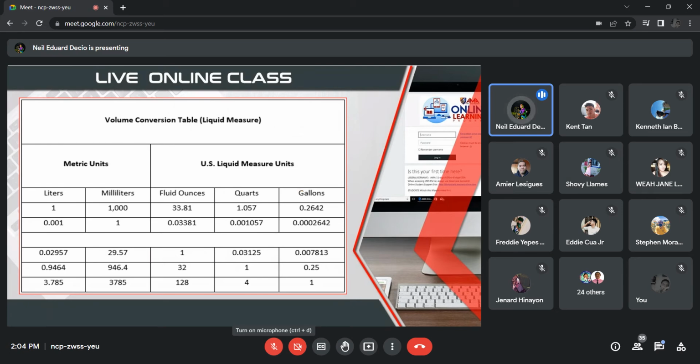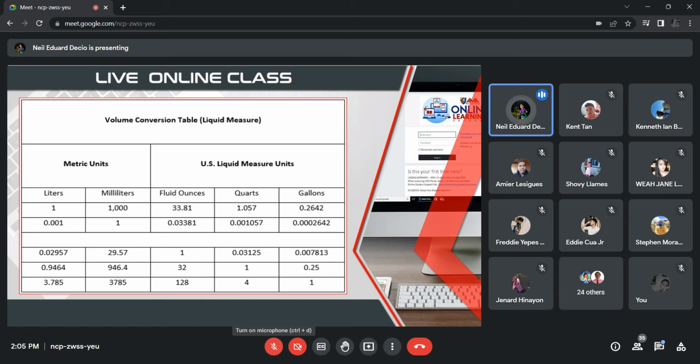Okay, nakikita nyo naman dito, no, yung conversion natin, yung table of conversion from metric units to US liquid measure units. And then yung conversion naman natin is we can just follow yung example natin earlier, no? How we convert, okay, from one unit to another unit.